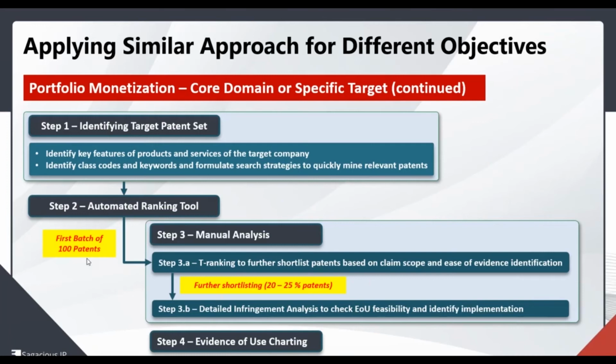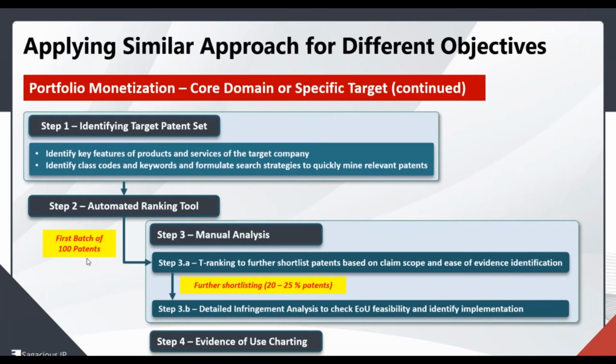But again, if the time and budget is not allowing that, what we can do in the manual analysis step is first do the T ranking. So T ranking is a technological ranking. What we do in the T ranking is we quickly screen through the patents to identify patents which have broad claims and have an easy identification for those claimed features. So basically we rank the patents as T1, T2, and T3 based on their claim scope, whether it's broad or narrow, and the ease of identification.